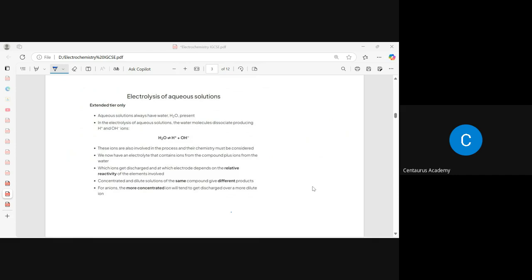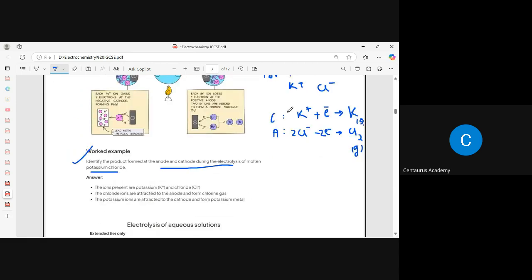For complete ionic equations, I told you yesterday, what will you do? You are going to add up both of these ionic half equations. You need to just have an equal number of electrons on both sides, and you will cancel the electrons and then write the rest. For instance, here, what will be the complete ionic equation for this one? 2K+ plus 2 chloride ions produce 2K plus chlorine gas. Okay.